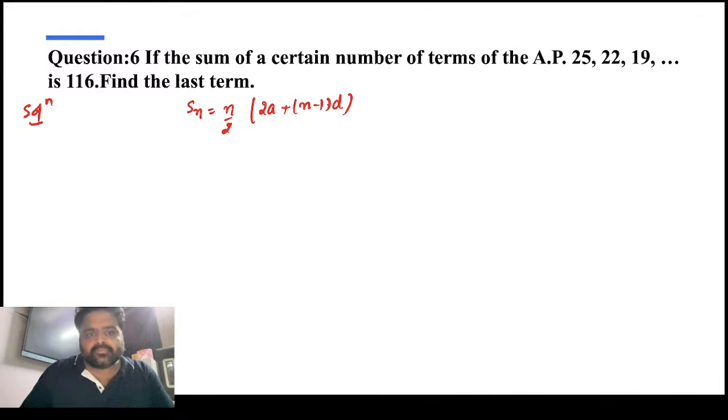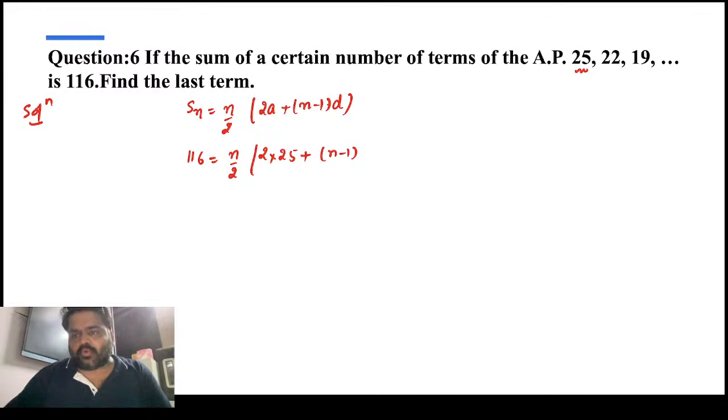Sn is 116. The value of n we need to calculate. 2a, a is 25. The value of d is a2 minus a1, that is 22 minus 25, that is minus 3.